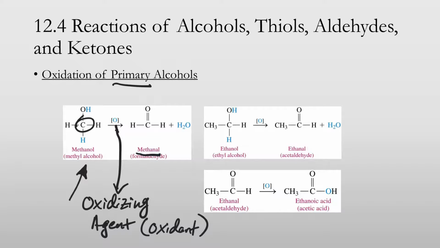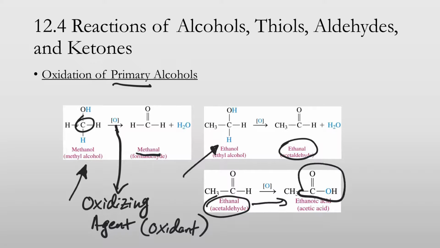Now, if we truly have a primary alcohol like ethanol, you're going to form ethanal, which is an aldehyde. So notice we've got an ethanal right down there. It's going to further oxidize into ethanoic acid. This right here, which we haven't talked about, will be in chapter 14. That is called a carboxylic acid. That's another functional group with a carbonyl.